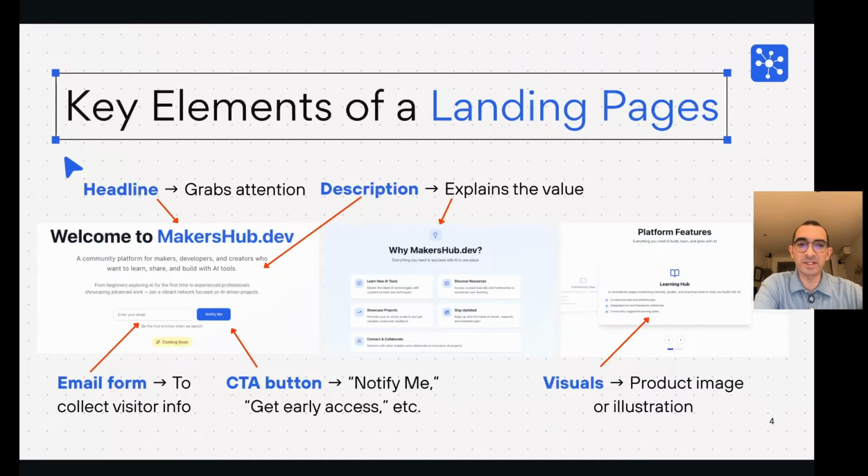Landing pages have some key elements. The first one is a headline that grabs the attention of the user. A form to collect visitor information. So in this case, I'm just putting an email form with a call to action button. It should also have a description to explain what your product or service is about, and explain also why it is valuable. And ideally, if you can have some product image or illustration, screenshots from the app that you are building, that also will make your landing page powerful.